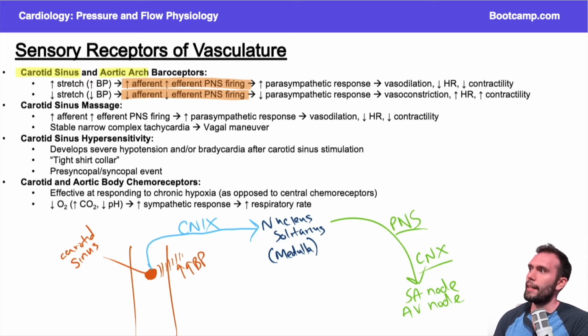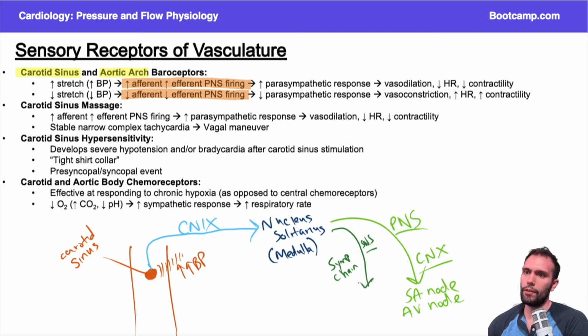Now, the sympathetic nervous system is also going to have regulation here. It's also going to send a signal from the medulla, only it's going to go down through the sympathetic chain. And this is going to be the sympathetic nervous system, sending its signal down. It could send its signal to the SA node or the AV node, but it can also send its signal to vascular blood vessels.